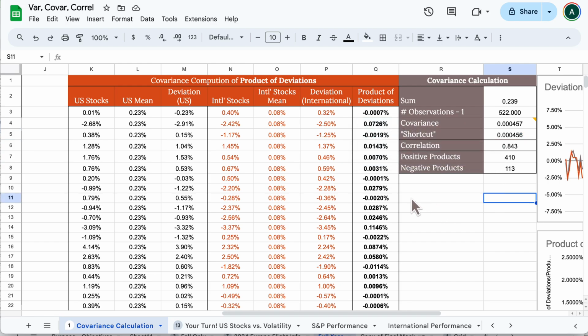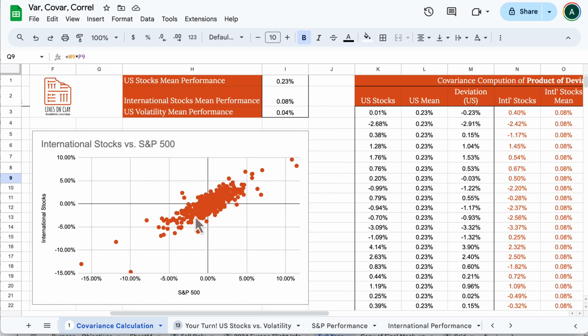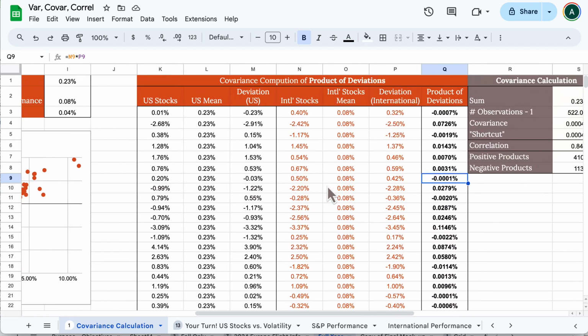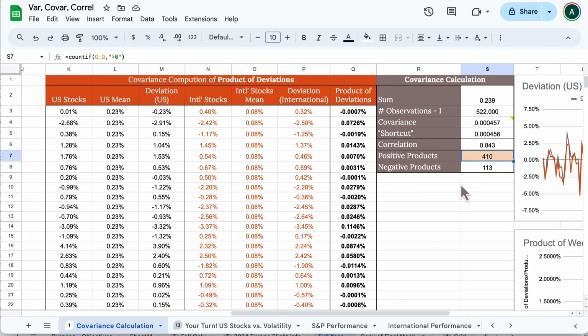One question that we might have, well, how many times were the products positive and how many times were the products negative? Remember, we're saying that there is kind of an overall positive association between these two asset groups. And we see that of all the times that we made an observation, 410 times the product of the deviations was positive, and 113 times the product was negative.